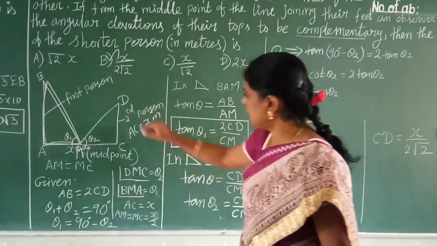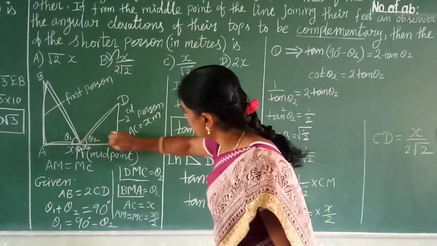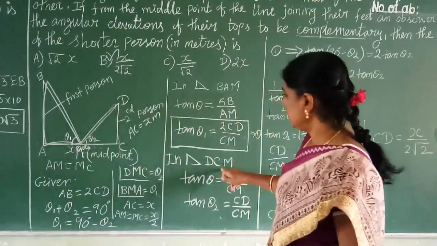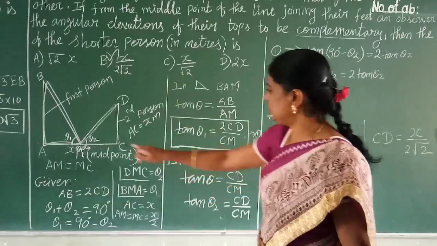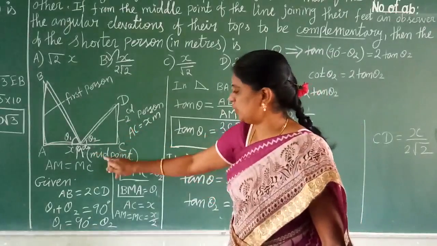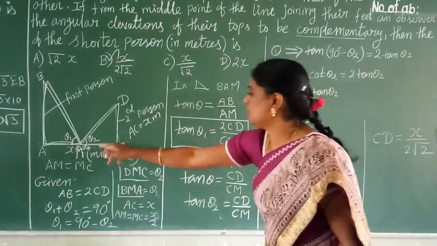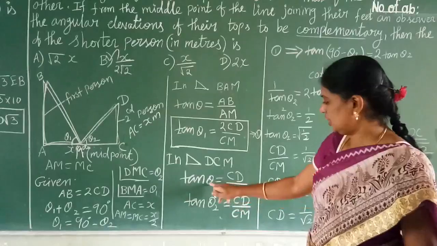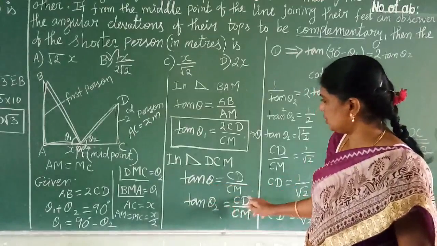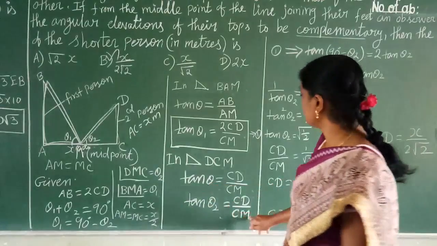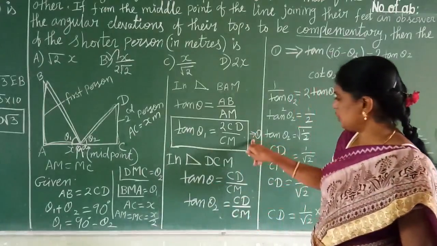Next triangle, DMC. In triangle DCM the angle is theta 2. This side is opposite, this one adjacent. So tan theta 2 is equal to CD by CM, opposite by adjacent. Clear? This is equation number 1.